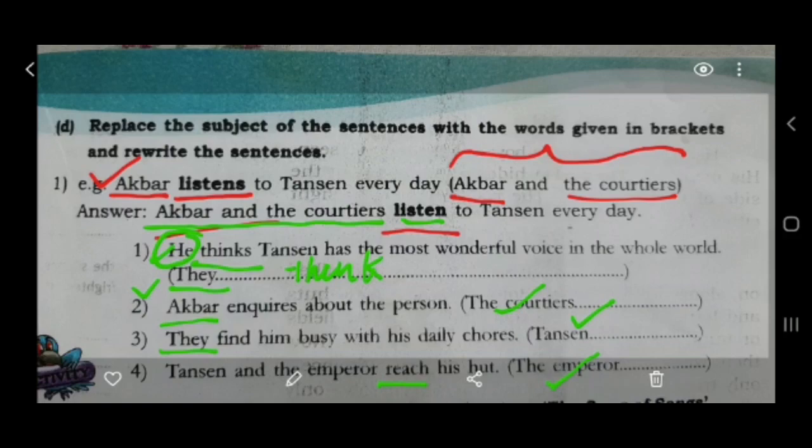Okay, now you listen to the song which I am going to play. Lucy's in the sky with the diamonds. Okay, first of all you listen to that song very well.